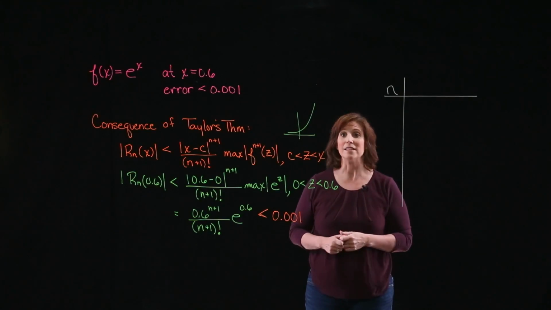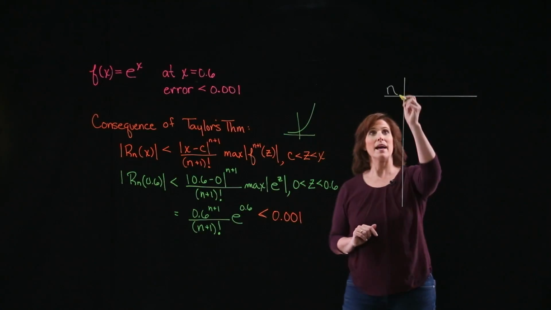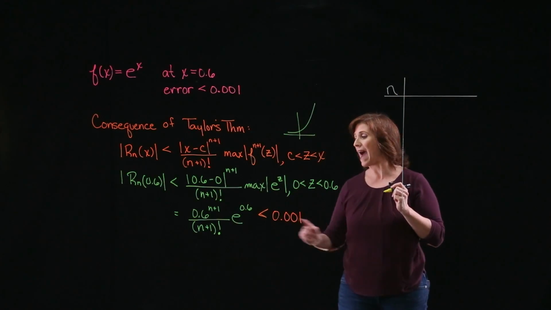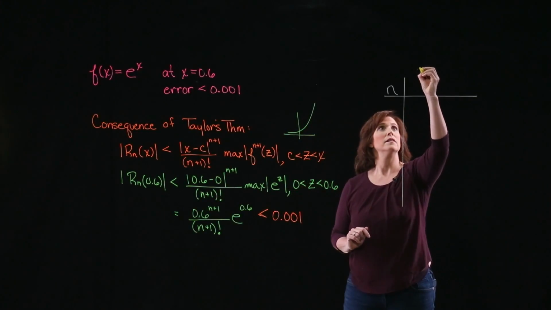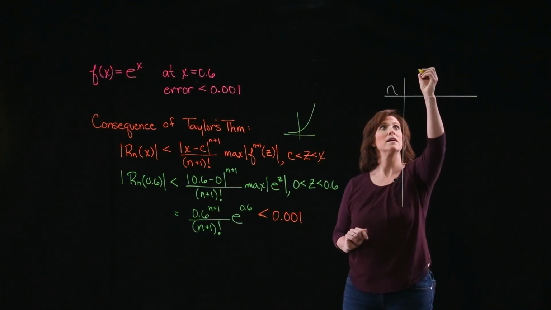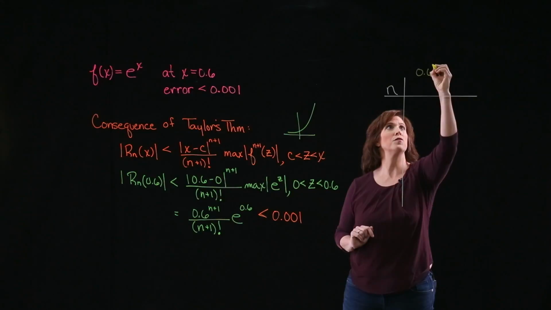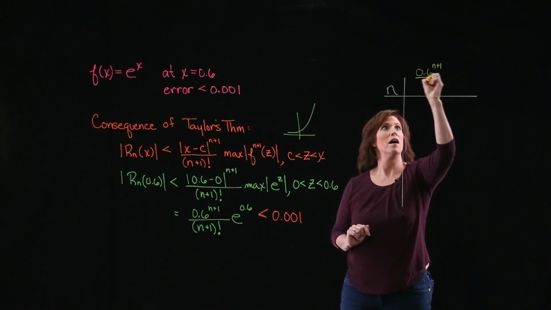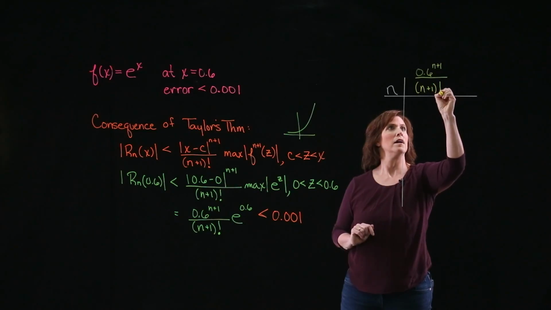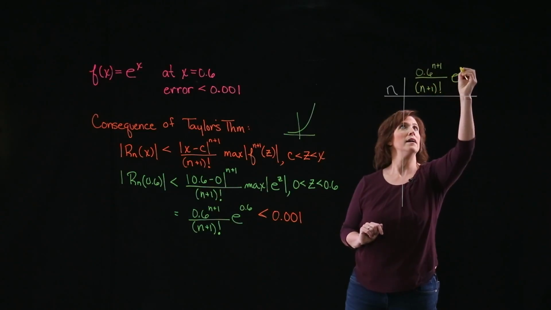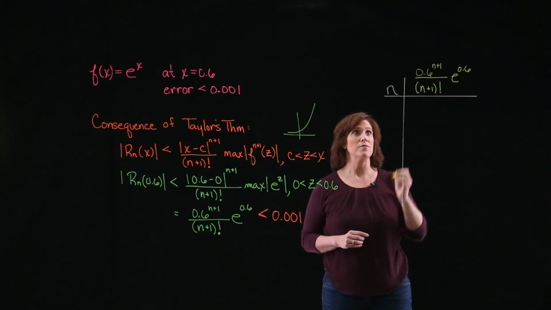All right, I'm going to have to do this just by trial and error. So let's go ahead and make a little table. My input values are going to be n, and my output values are going to be this expression: 0.6 raised to the n plus first power all over n plus 1 factorial times e to the 0.6. All right, so let's try some values.